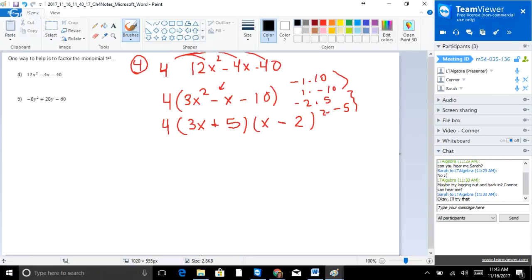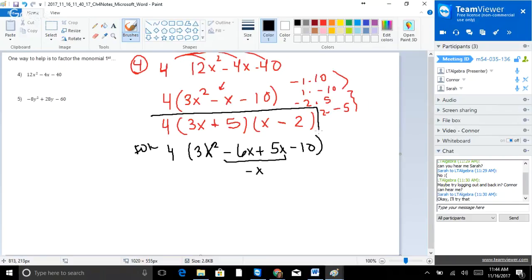So how do I check it? Our good friend FOIL, once again, right? So 3x times x is 3x squared. Ooh, 3x squared with a really big x. My outside term is negative 6x, and my inside is positive 5x, and my last term is negative 10. So negative 6x plus positive 5x is negative x, and that works out. So this is my factored form of my equation.